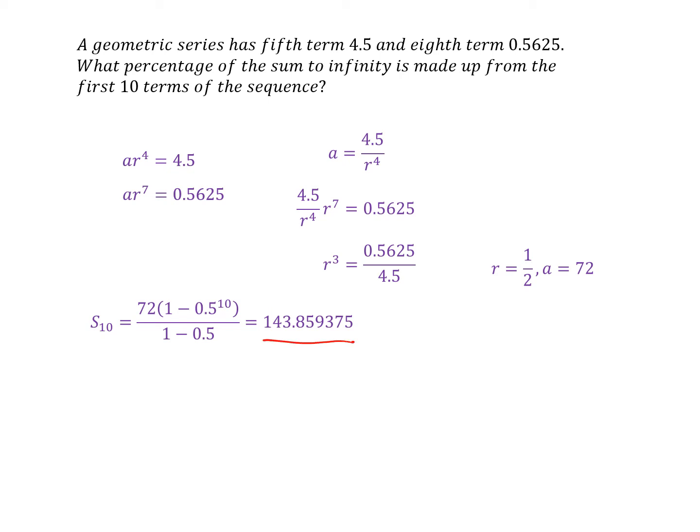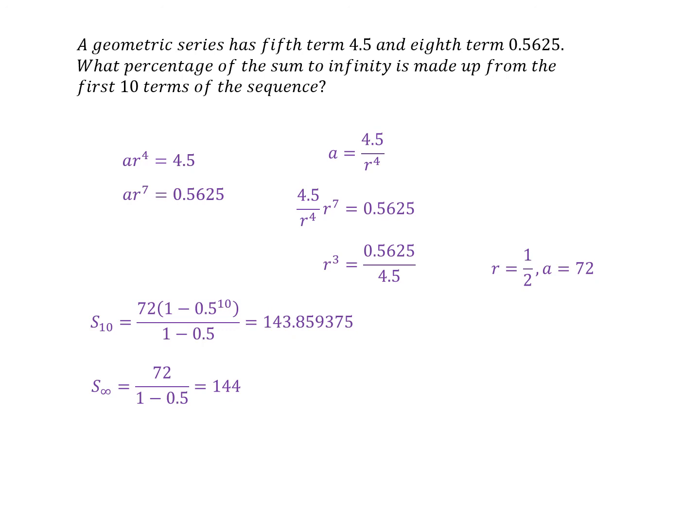And at this stage I've left all of the decimal places. Then I need to find the sum to infinity, and that's just a over 1 minus r. So a is 72, 1 minus the ratio is 0.5, so that gives me 144.